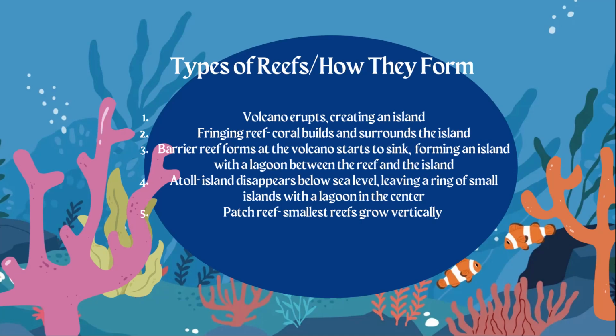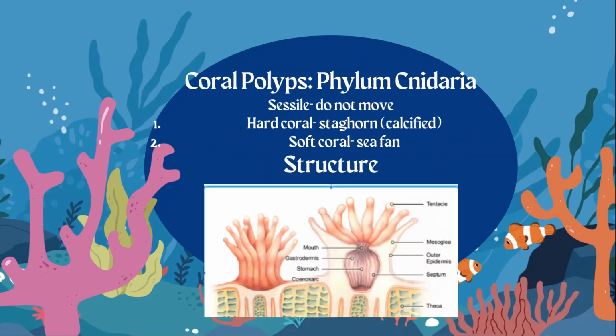Finally, we have an atoll. This is after a very long time. We're going to see the island completely submerge under the water, leaving a small ring of islands with a lagoon in the center. So it's a circular lagoon, and that's going to be an atoll surrounded by a reef. Usually in these lagoons, we're going to see something called patch reefs. They are isolated small reefs that grow vertically.